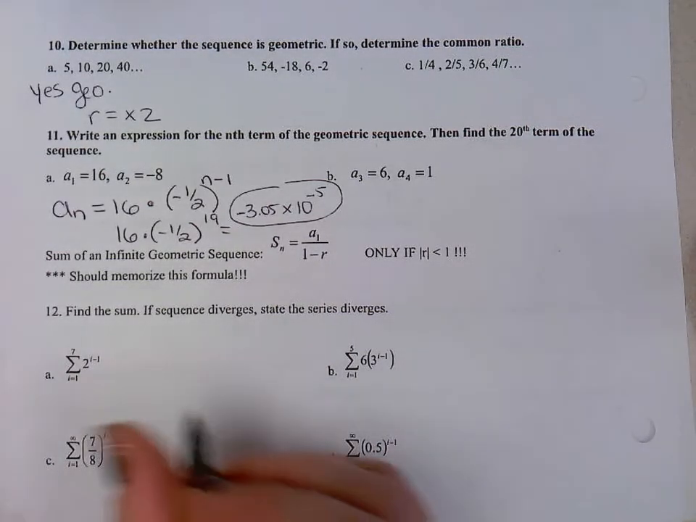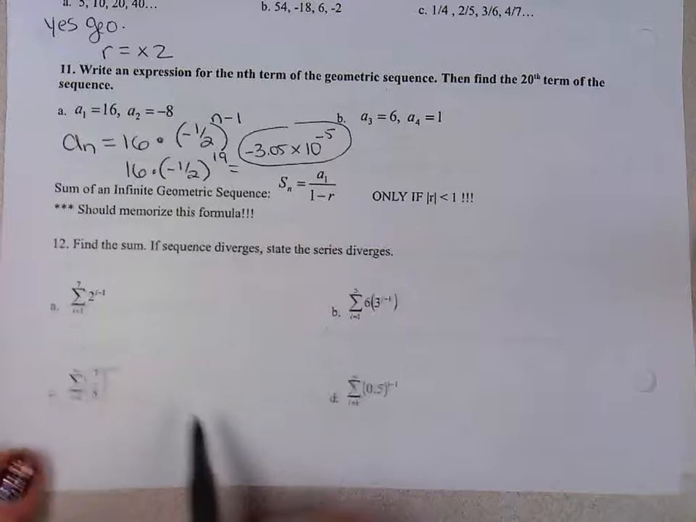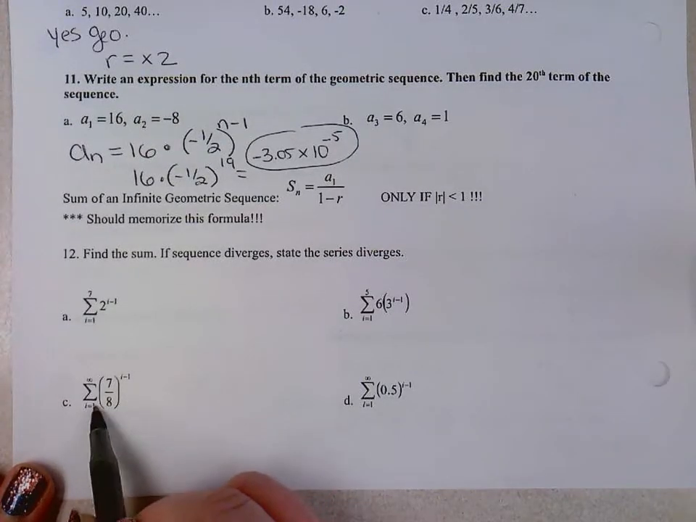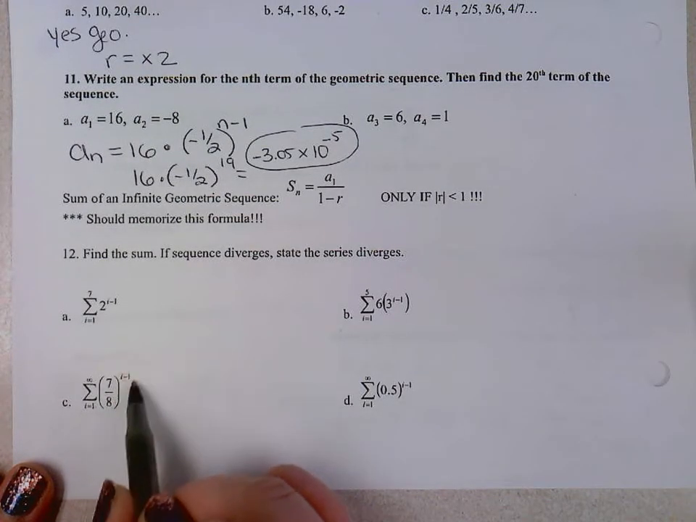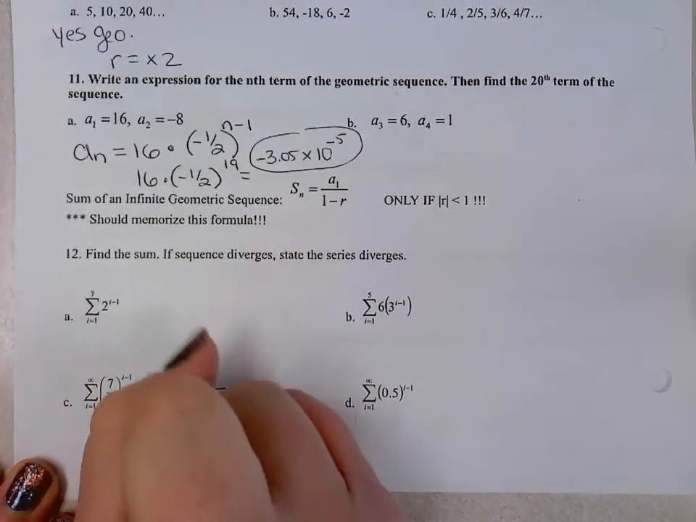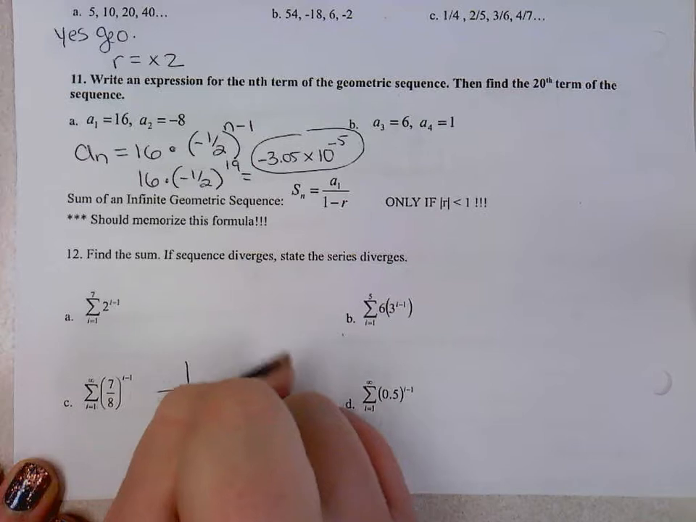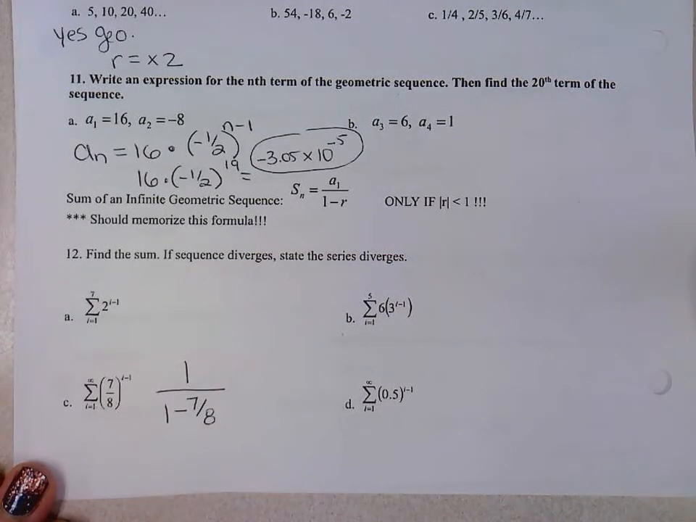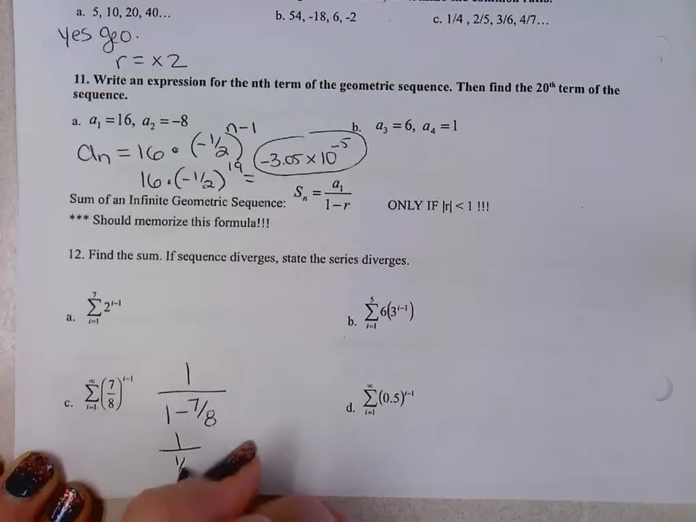You need to think about the starting term. So if I plug in 1, I get 7/8 to the 0 power, which is 1. So the starting term is actually 1, and I'm dividing by 1 minus 7/8. So 1 divided by 1/8 is 8.